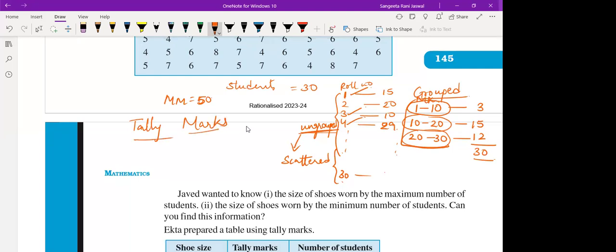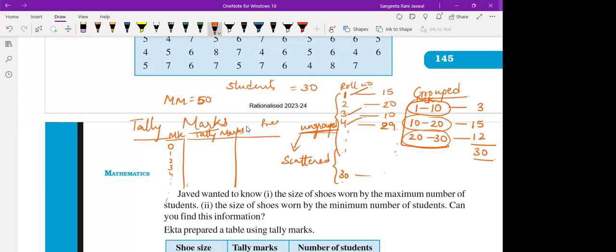Tally marks. Now, suppose if I have this data, let's take marks only. Suppose your marks are from 0 to 9: 0, 1, 2, 3, 4, 5, 6, 7, 8, 9. And the frequency of the numbers you can write. These are the marks, just taking an example. In between, you will make another column which is tally marks, and the other one will be frequency.